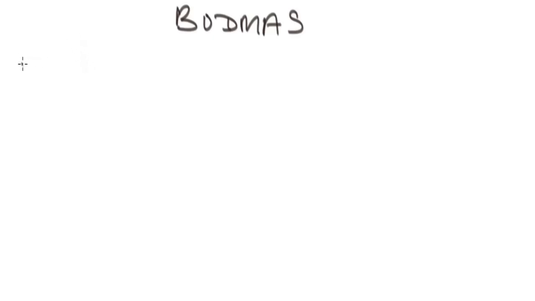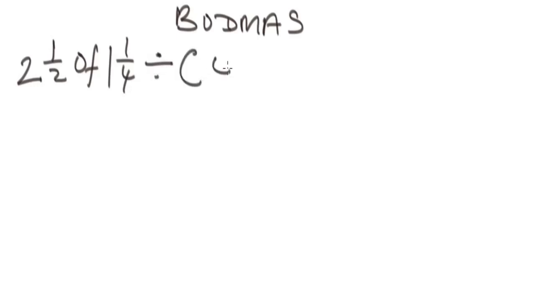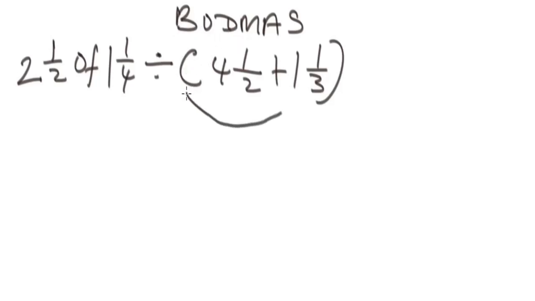Let's say we are given 2 whole number 1 over 2, of 1 whole number 1 over 4, divide, in brackets, 1 whole number 1 over 2 plus 1 whole number 1 over 3. We have to simplify this fraction, so we are going to apply BODMAS. In this acronym BODMAS, B comes first, which is bracket. That means we're going to simplify these values inside these brackets.